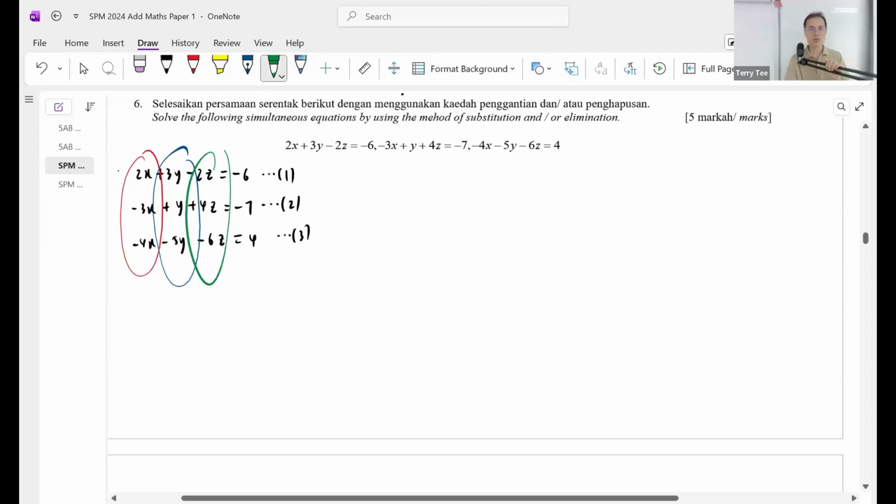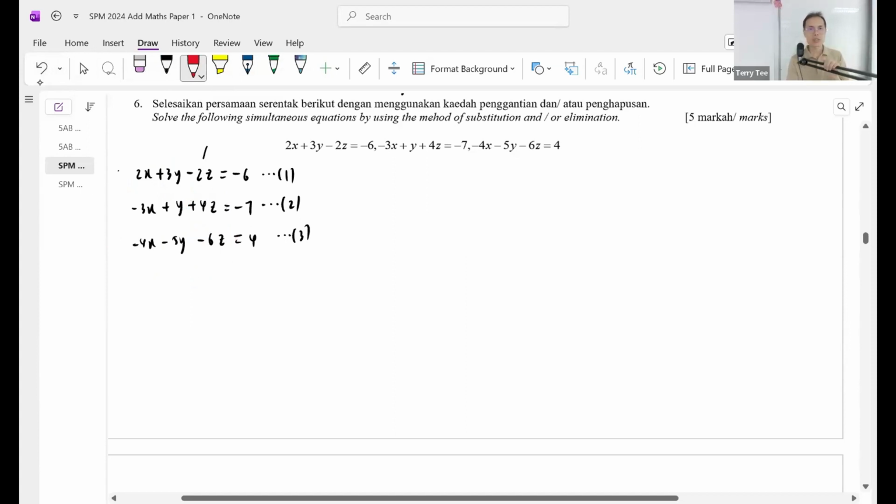The third one is also 2, 4, 6. The LCM is also 12. But the way I look at it, between x and z, z is actually easier to eliminate. Why? You see, if you take equation 1, the 2 you just times 2, you get 4. 2 you times 3, you get 6. So you can eliminate easier.